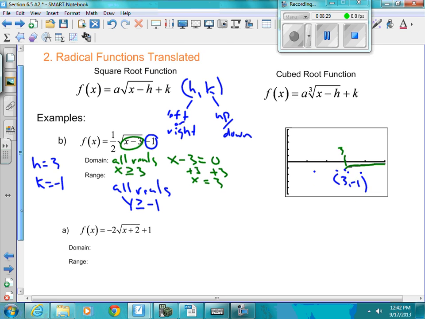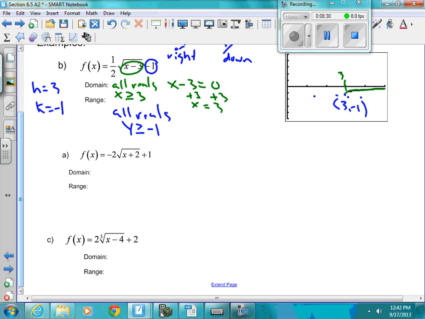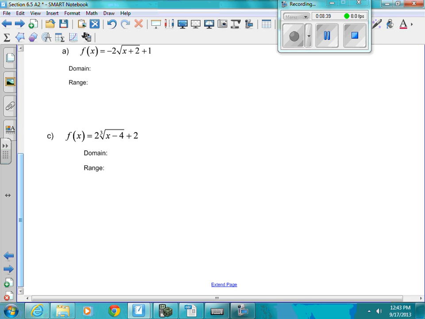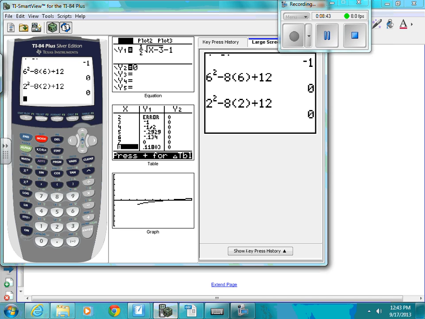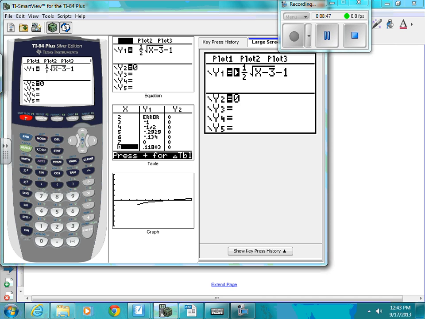Let's get down here. You can look at this example, example A, if you'd like to. It's similar to what we just did in example B. Let's go down to example C, though. In example C, we have a cube root function. Let's just plug it in our calculator. If you missed that, rewind and go back and plug it in.